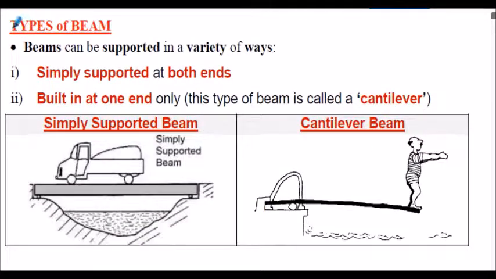Let's consider types of beams. So within this presentation, beams can be supported in the following ways. One, they can be simply supported at both ends. Simply supported beam shown here. Bridge structure with a lorry, in which the lorry is applying some concentrated point loads to the beam through the contact of the wheels on the bridge, and the bridge is reacted at either end, so it becomes a simply supported beam. And the second type of beam we'll consider is a cantilever beam.